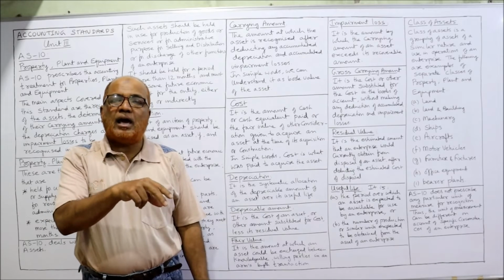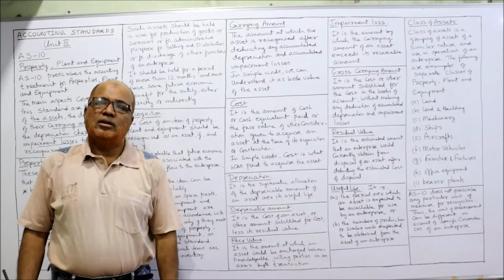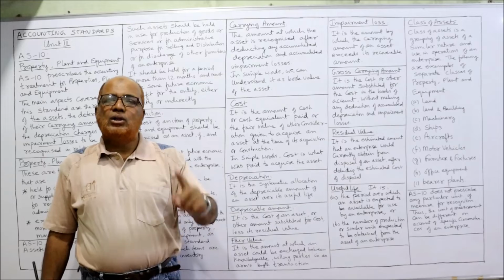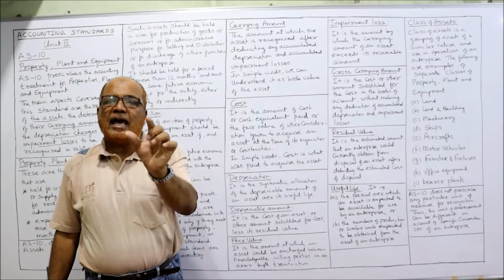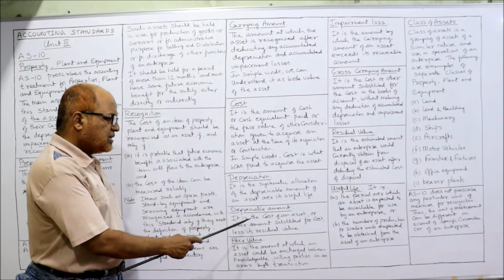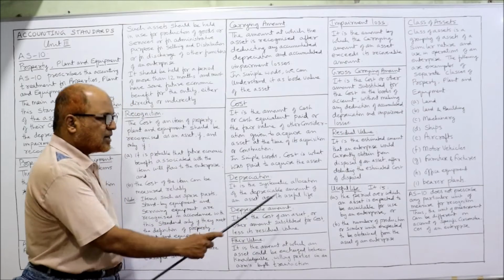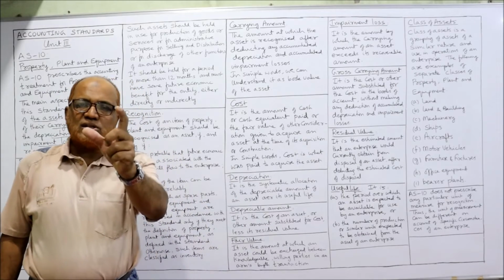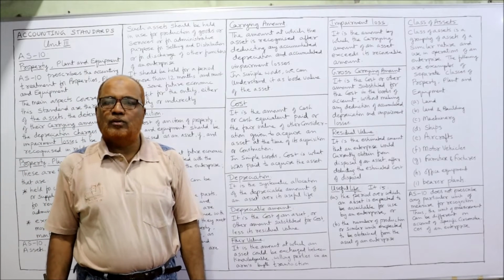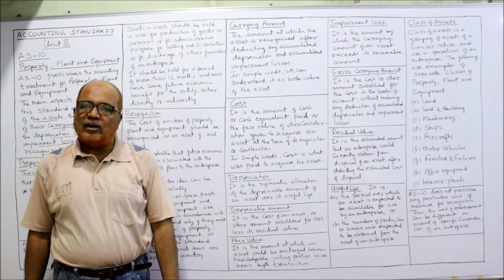The depreciable amount is the cost minus residual value. The cost is 1 lakh and the residual value is 10,000. So 1 lakh minus 10,000, 90,000 is called depreciable amount. So it is the cost of an asset or other amount substituted for cost less its residual value. From the cost, we deduct the residual value or scrap value. We get depreciable amount.